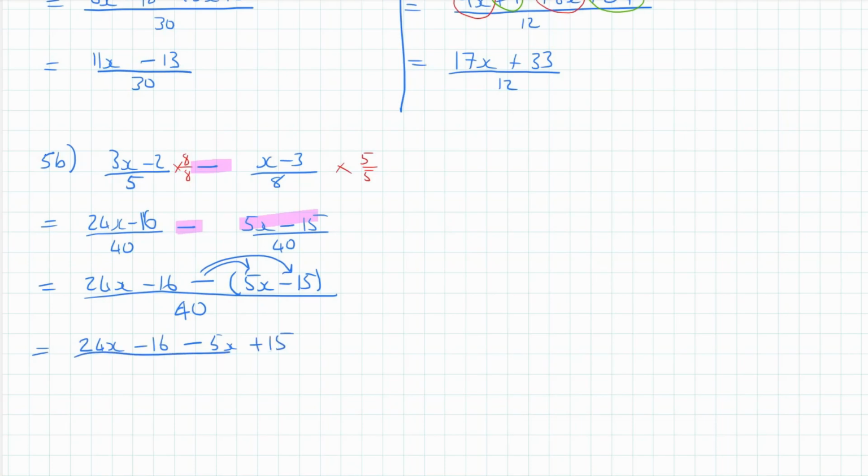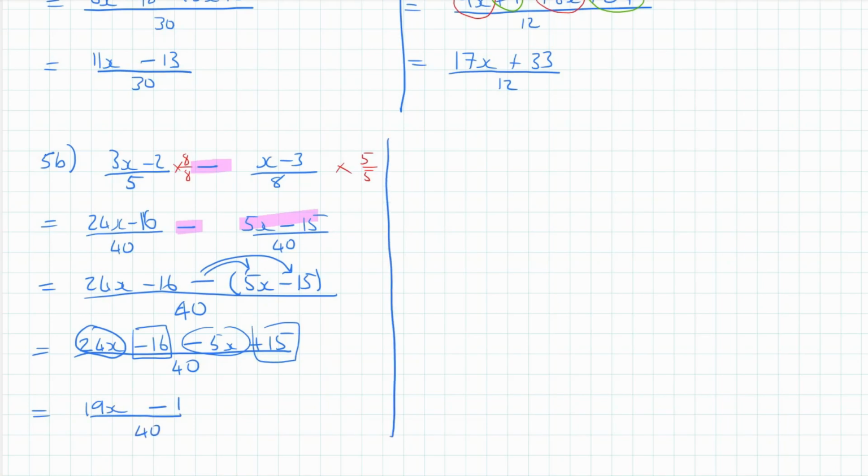So if you're a bit prone to making mistakes, you might want to do it step by step like I have here. Now we can look at our like terms. So 24 take away 5 gives me 19x, and then I've got negative 16 plus 15, which will give me minus 1, and that's all over 40, and that will be that one. Okay, now let's try another one of these just to see how we go. Maybe I'll do 5c as well and leave you to try a few on your own. So we'll make this our last one for the day.